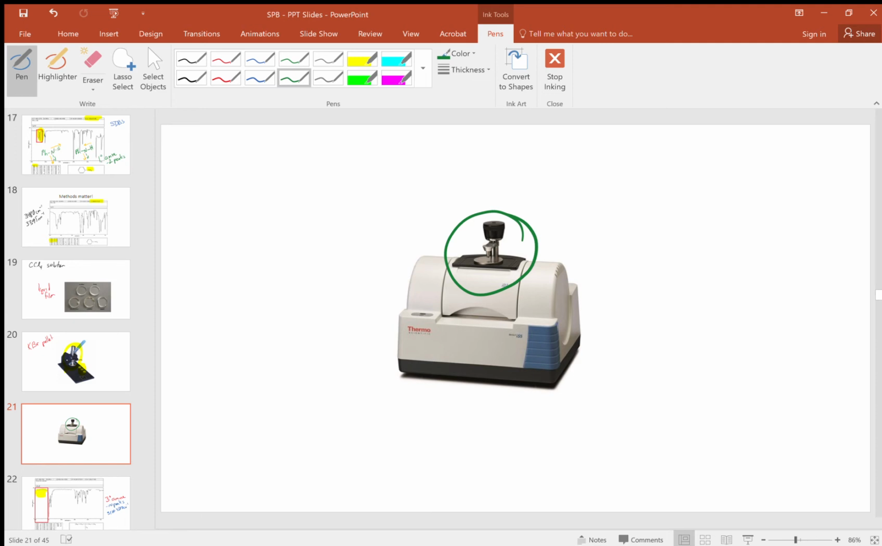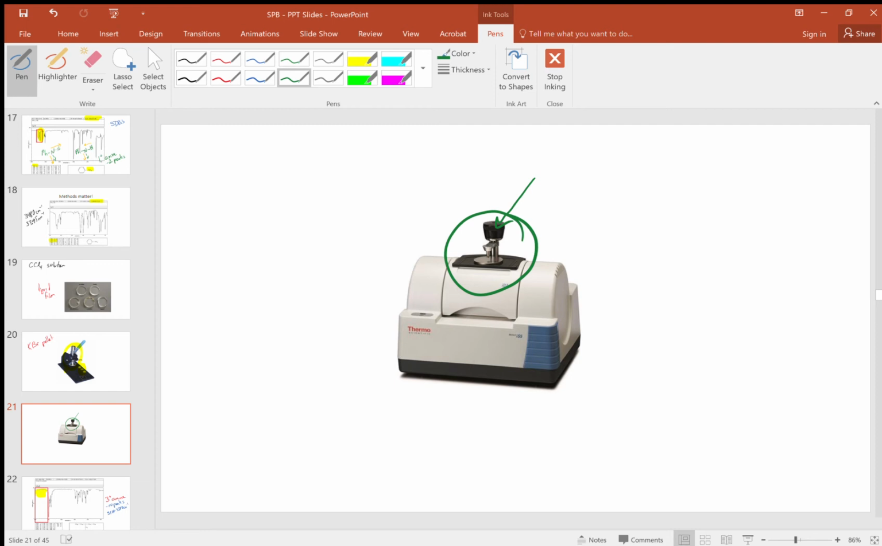If you're dealing with a solid, you just put a small amount of the solid in the center, and then you tighten this down until it won't tighten anymore. And you don't even have to worry about over tightening it, because once it gets to the point where it's supposed to be, it will not go any further. And you get very, very nice spectra from this instrument. Nicer than anything I ever got with a KBr pellet.